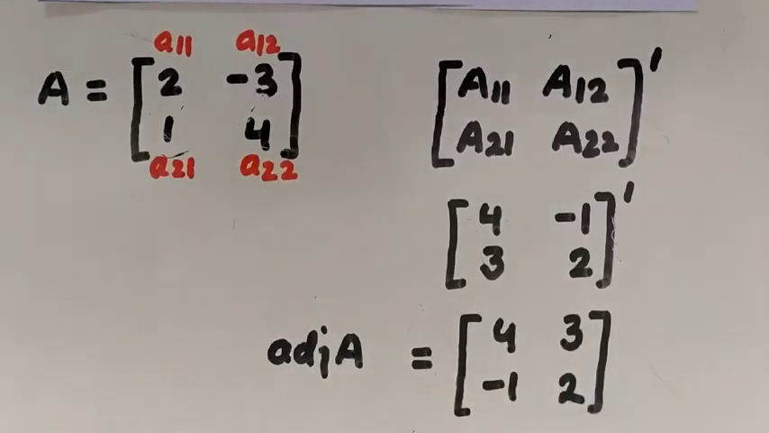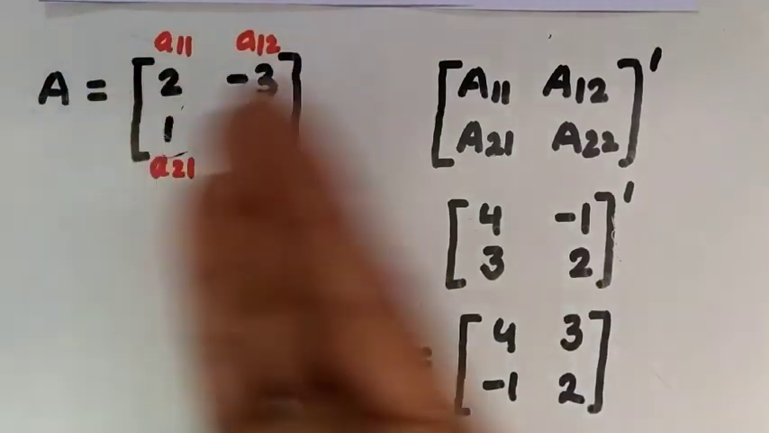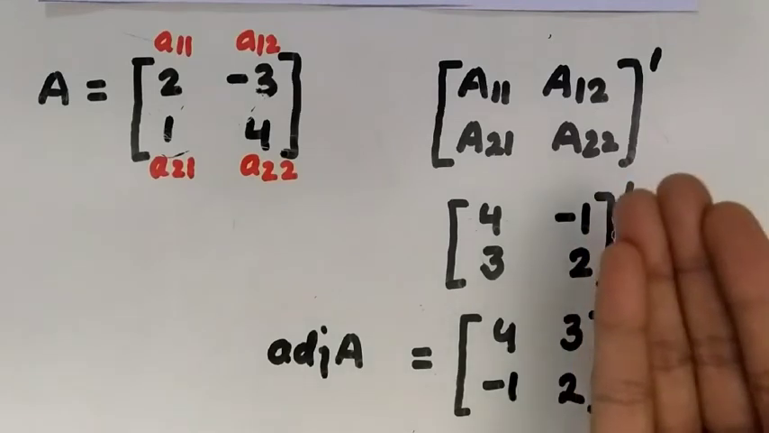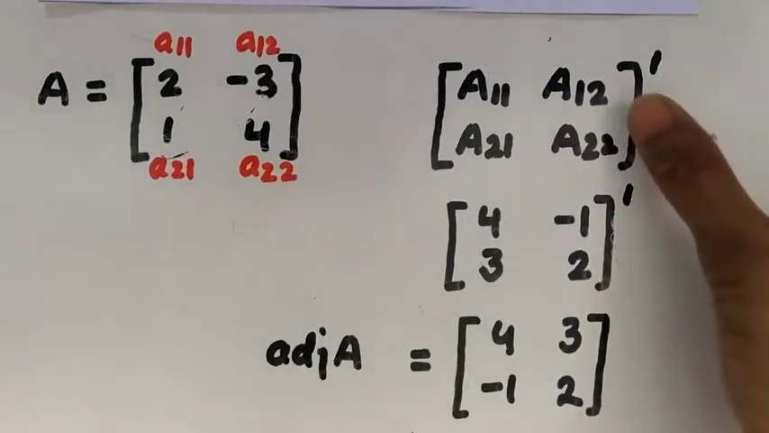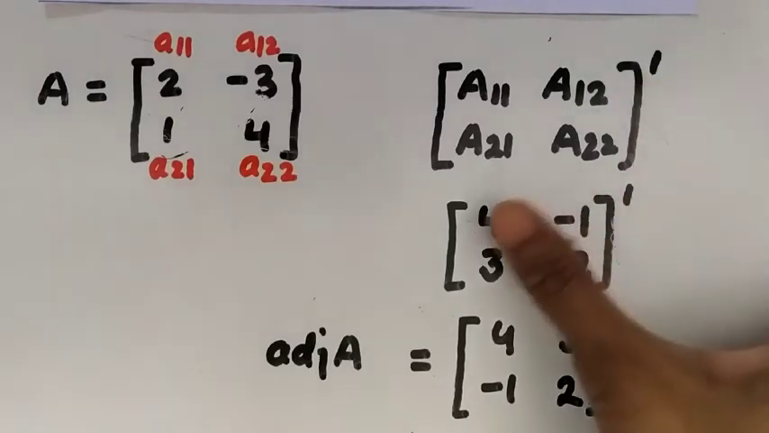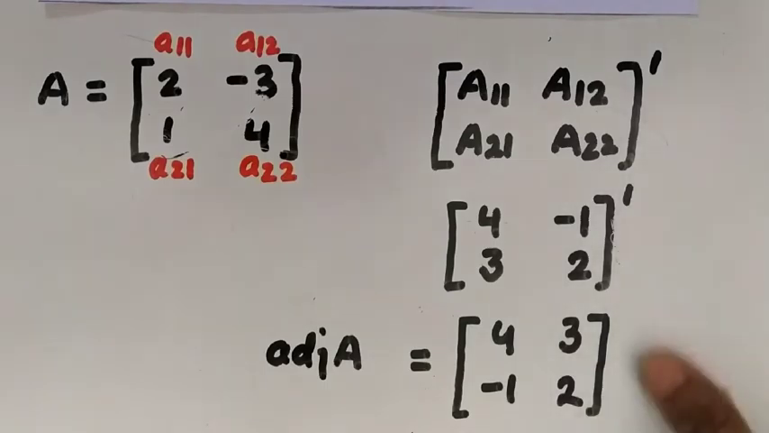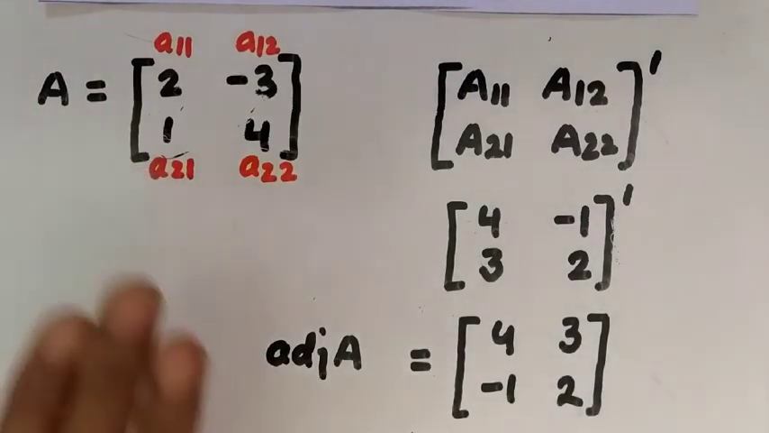So students, what to do? First of all, replace all the elements of A with their corresponding cofactors, okay? And then put all the values of corresponding cofactors at their respective positions, okay? And after that, take transpose of the matrix so obtained, and after taking transpose, finally the matrix obtained will be the adjoint of the given matrix A.